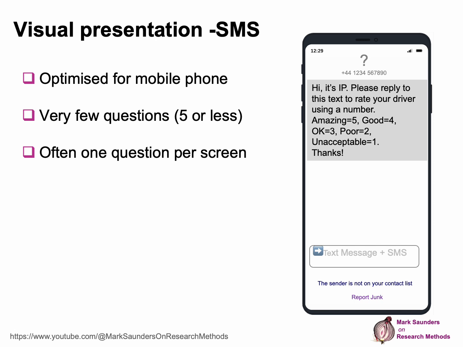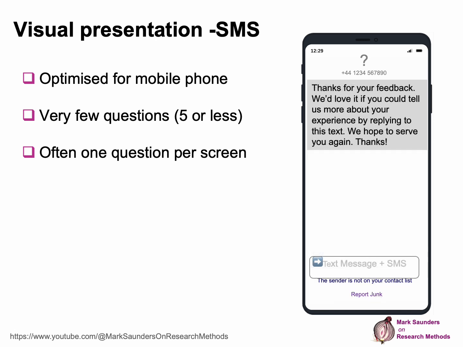It says, hi, it's IP. Please reply to this text to rate your driver using a number. Amazing equals 5, good equals 4, okay equals 3, poor equals 2, unacceptable equals 1. Thanks. So you type in your answer and then you press return, and lo and behold, you get another question that comes through again on a text. Thanks for your feedback. We'd love it if you could tell us more about your experience by replying to this text. We hope to serve you again. Thanks. And then, as you can see, you can put a text message in the bottom and send that forward.